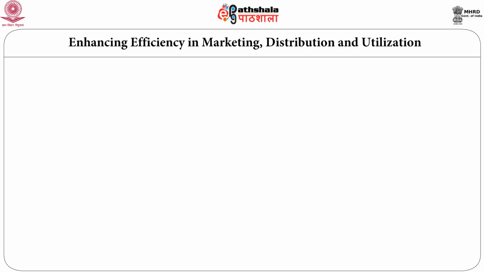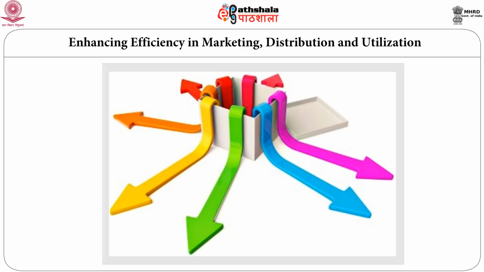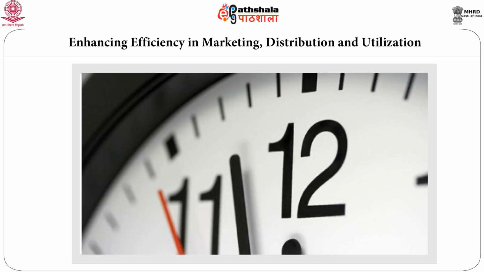The second area of scope of extension education is enhancing efficiency in marketing, distribution and utilization. So, when we hear of marketing, the role of marketing and extension, the first and foremost question that comes to our mind is what type of role extension is going to play in the marketing of agricultural or allied sciences produce. There are two important aspects. Number one, organizing people into groups. Second, providing appropriate information regarding the issues associated with marketing.